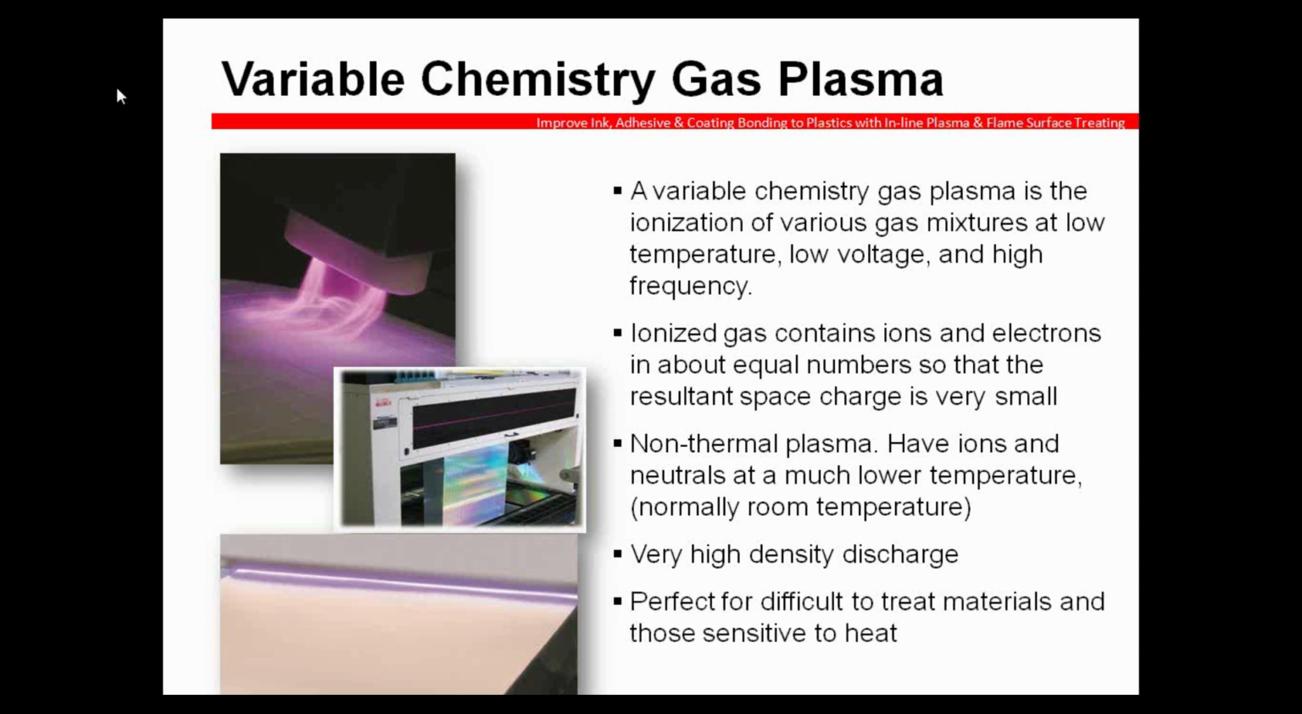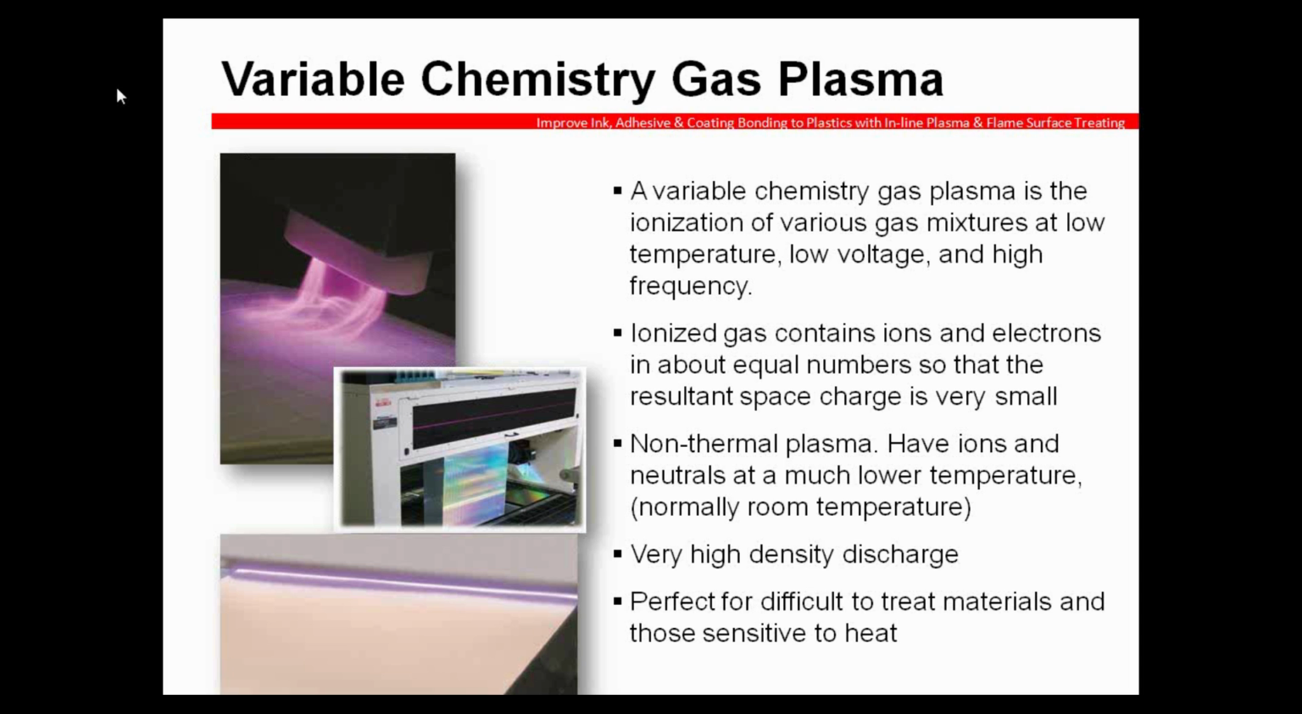Some of the benefits of using a variable chemistry plasma is that it's a very low temperature process, and it also gives us a little extra boost when we're working with materials that have very low surface energy. Ryan mentioned ETFE earlier, having a surface energy of 30 if you're lucky. Most of the time it's even lower than that. When we're working with a material that has a very low surface energy, we really do need to throw everything we got at it, and that's normally where variable chemistry plasma comes into play.